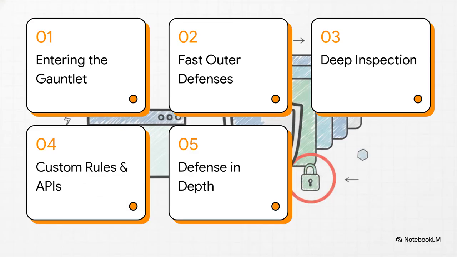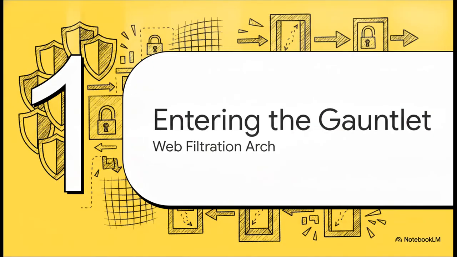Okay, let's dive into this architectural blueprint. We'll be covering entering the WAF gauntlet, the fast outer defenses, deep inspection and signatures, custom rules and APIs, and finally, the defense in-depth architecture. Section 1. Entering the WAF Gauntlet, the architecture of web filtration.